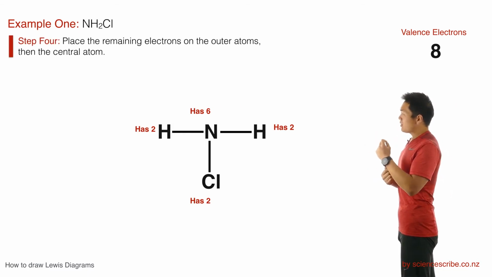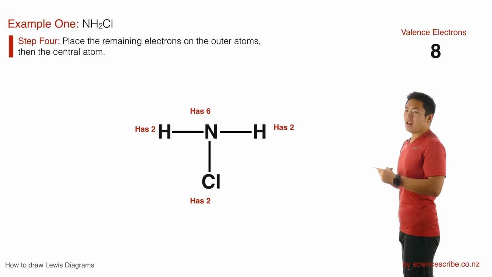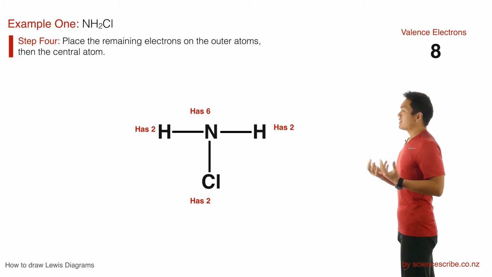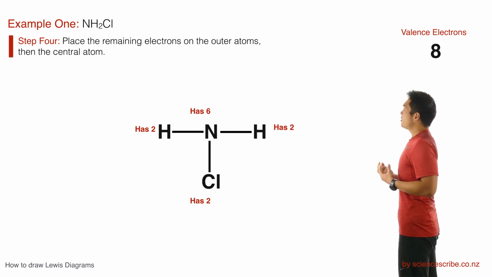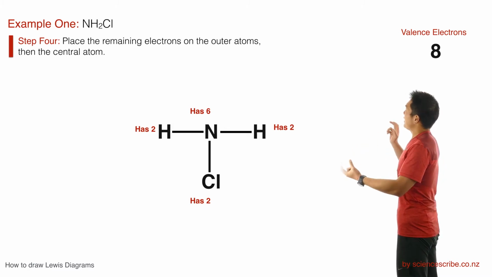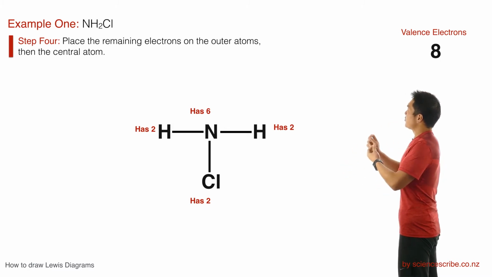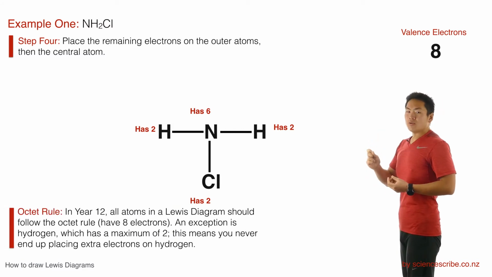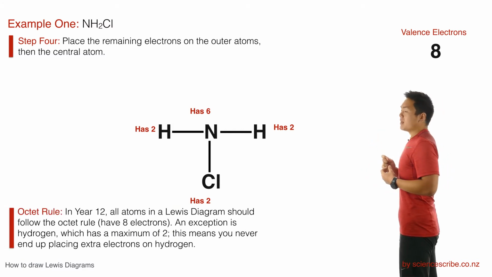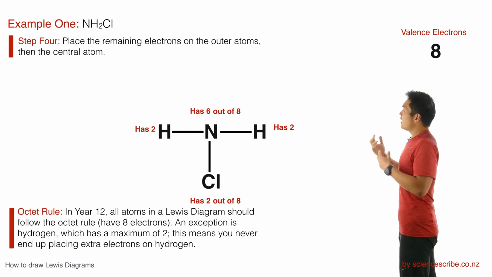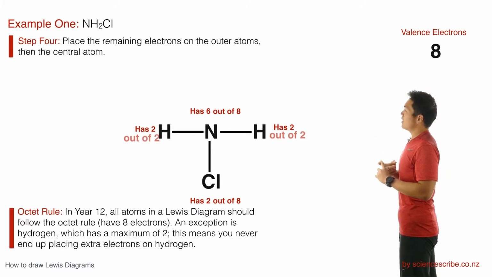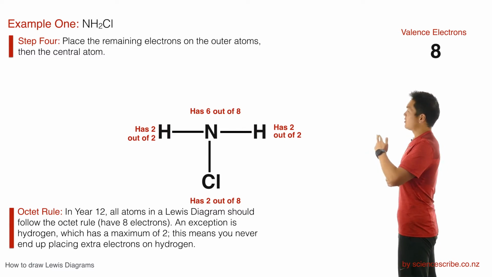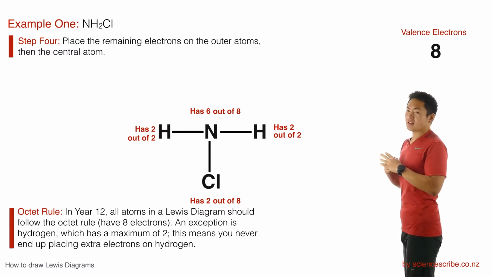The reason I do that is because in this next step, I'm actually going to start placing the remaining 8 electrons somewhere. To do that, I need to place the electrons on the outer elements first, and then the central atom. I also need to follow the octet rule, which means that every atom should have 8 electrons. The exception to that is hydrogen. So hydrogen has 2 at the moment out of 2, so that's actually okay.